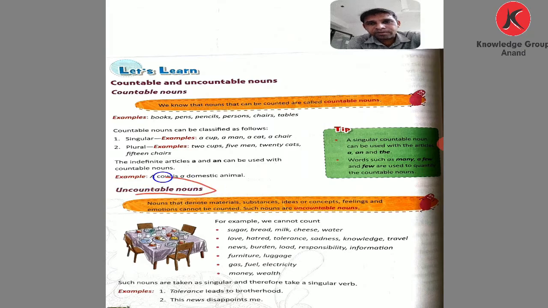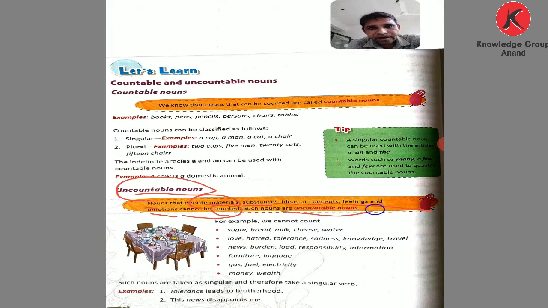In uncountable nouns, what is an uncountable noun? Nouns that denote materials, substances, ideas or concepts, feelings and emotions cannot be counted.